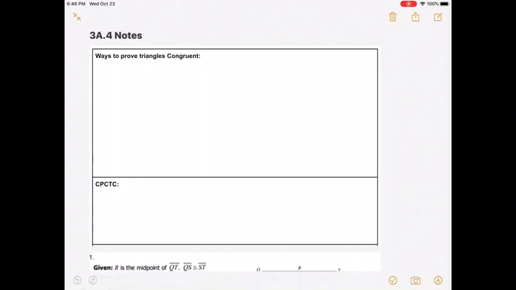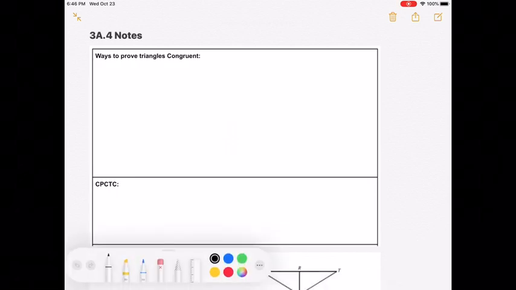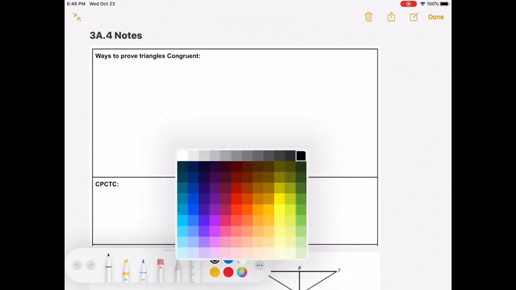Hi everyone, so this is our last lesson for our triangles unit, and we're looking at proofs today. Everyone's favorite, I know, but I do like them actually. So let me click over here.